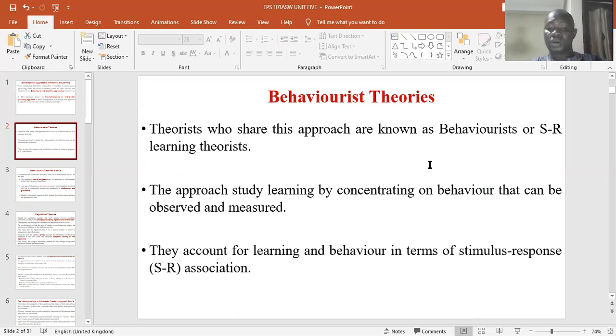According to them, whatever occurs in the individual learner is just a mere stimulus response, an environmental event propelling or compelling you as a learner to react to its force. So that is how it works. The S-R means stimulus response. So when the environmental event impinges on your senses, you merely respond to it as it is.